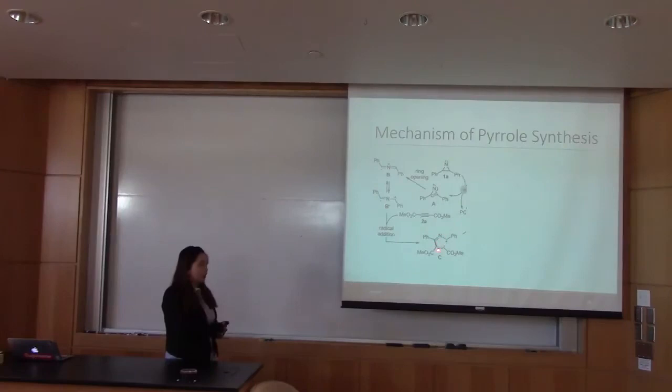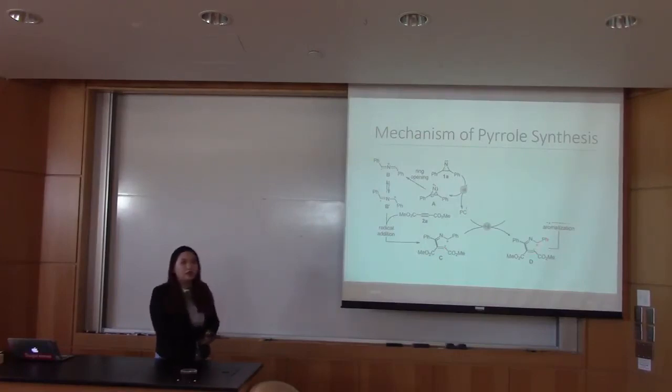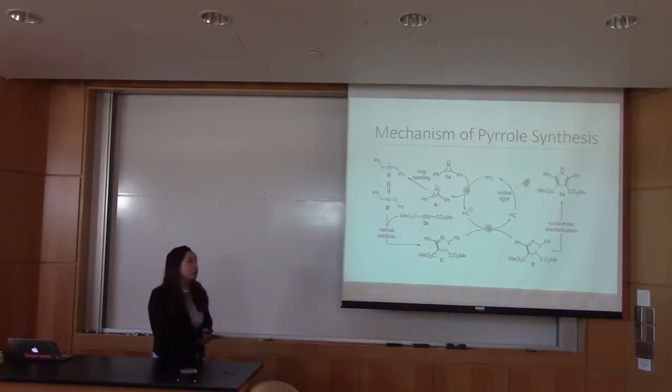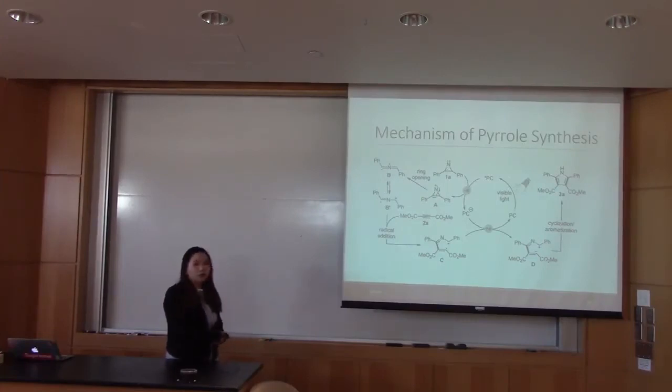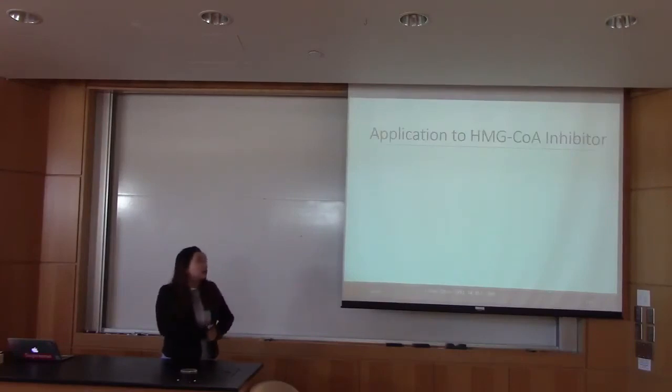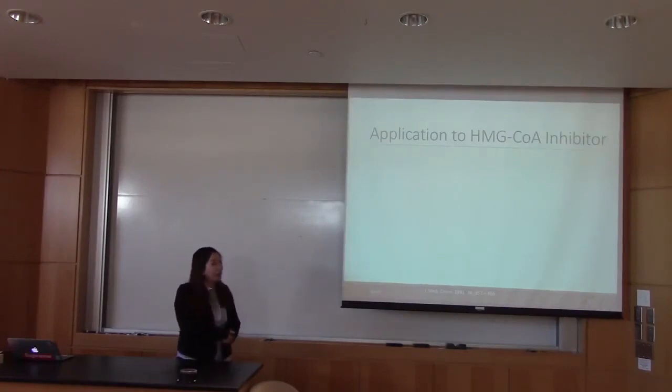Then they form the bond here and give intermediate C, and we can see the radical here. Then we can add an electron to this radical, giving a negative charge and a positive charge here, and the negative charge easily makes the carbon-carbon bond to close this 5-membered ring. And the photocatalyst in this mechanism is used to do the electron transfer. It helps the substrate do the oxidation and reduction reactions and form the ring. And for the application part of this reaction, they can give the HMG-CoA inhibitor.